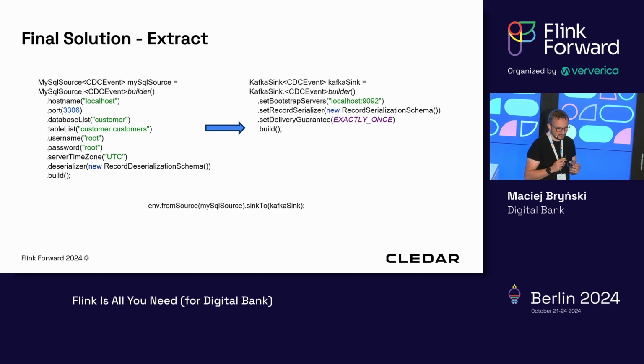So this is the result of switching to the DataStream API. Instead of SQL, we have a bunch of Java code. As you can see, it's kind of similar. You have the source, you have the sink. We were using the MySQL CDC source from the Flink CDC pipeline, and the Kafka sink from Flink core. And we just need to create a pipeline from source to sink. So it looks easy, right?